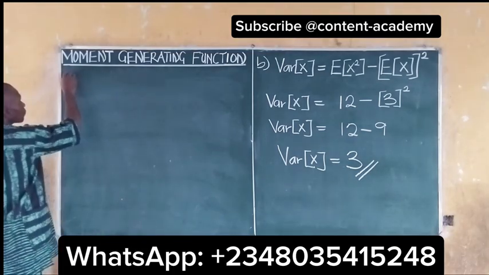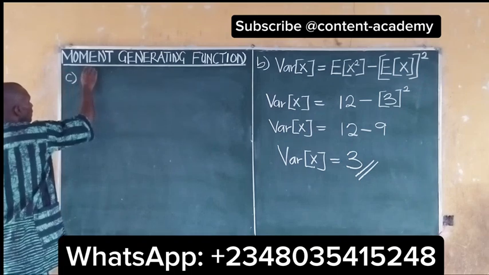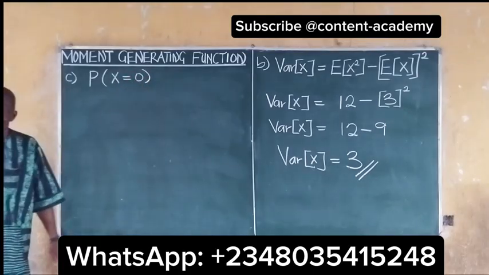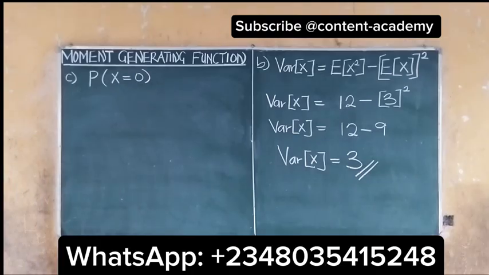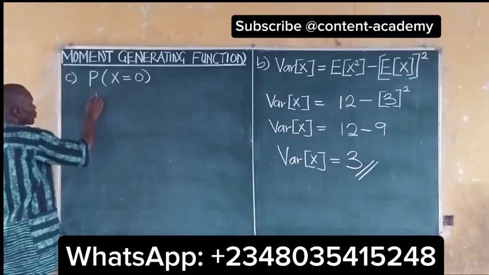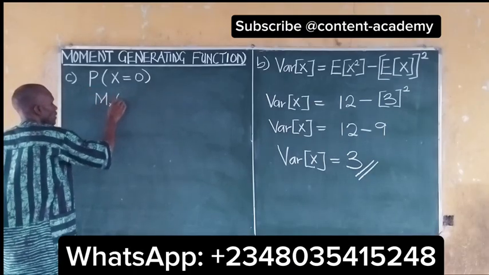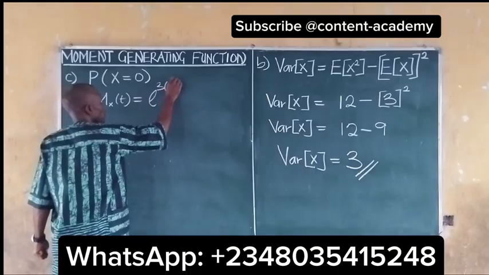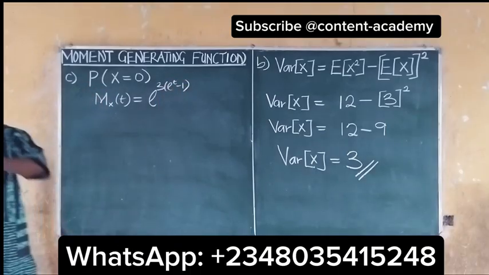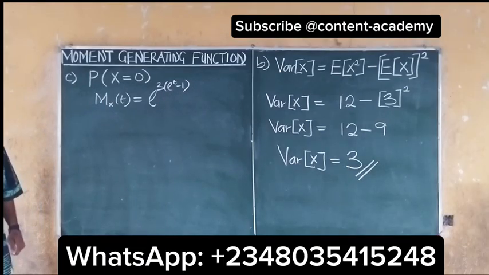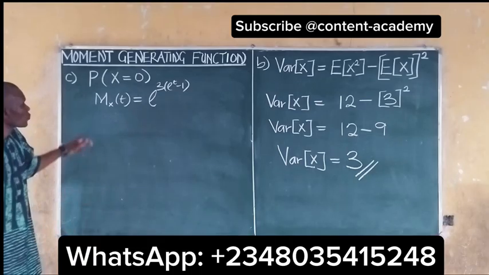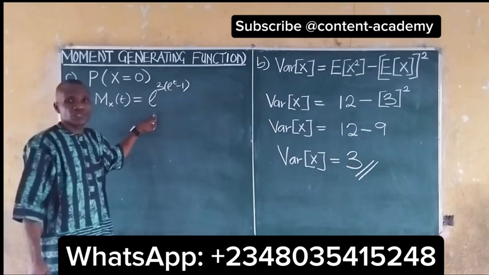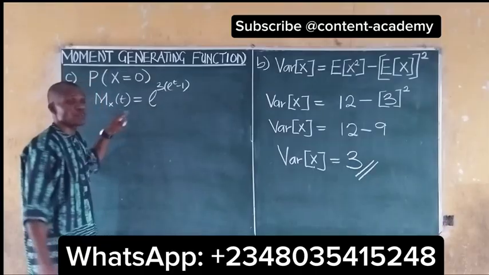So we are asked to calculate C, the probability that x is equal to 0. If you look at our question, what are we given? We are given the moment generating function to be exponential 3 (e^t minus 1). This is what we are given. So this matches the moment generating function of the Poisson distribution.